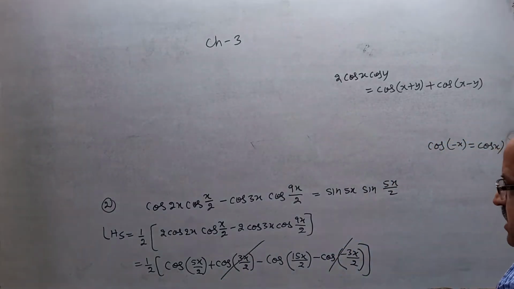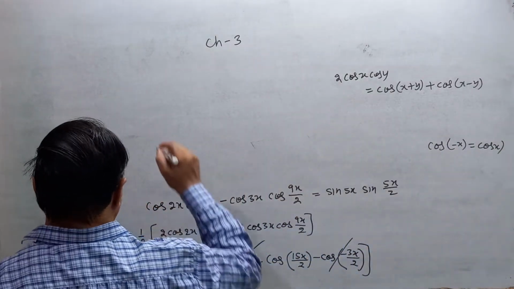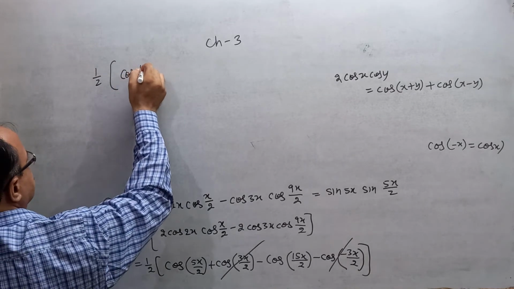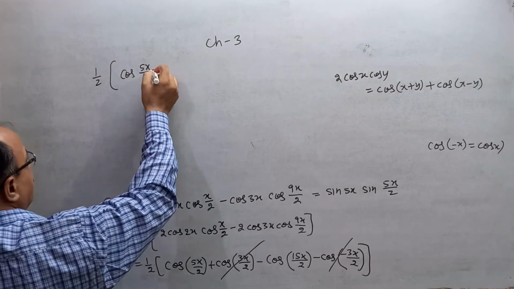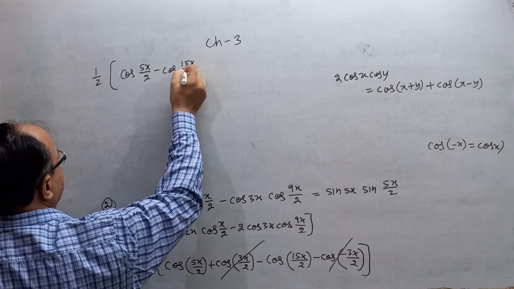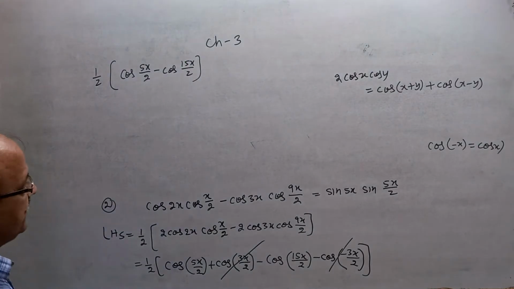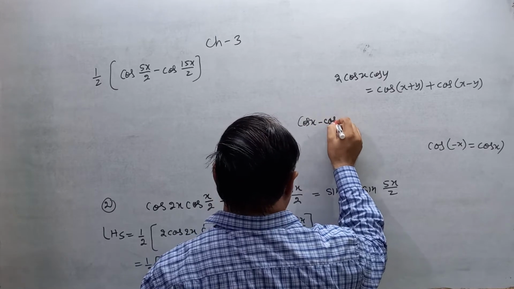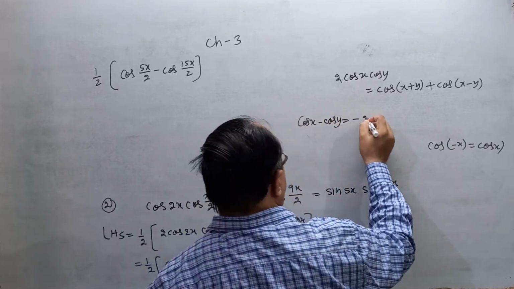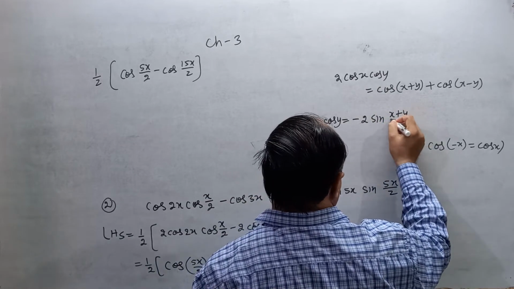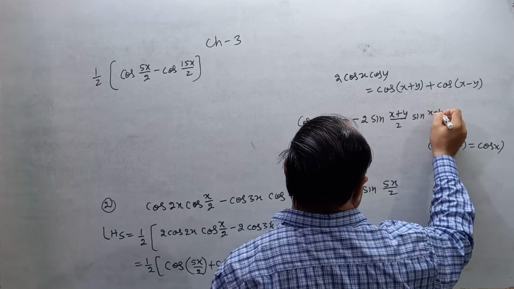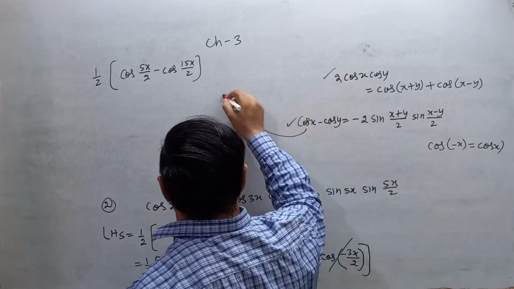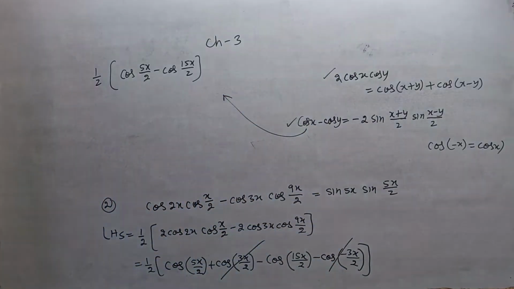Clear? Now, the remaining term is 1 by 2, that is cos 5x by 2 minus cos 15x by 2. Now here apply the formula cos x minus cos y. You know about this formula, cos x minus cos y. The formula is minus 2 sin (x plus y by 2) sin (x minus y by 2). Apply this formula here, cos x minus cos y.